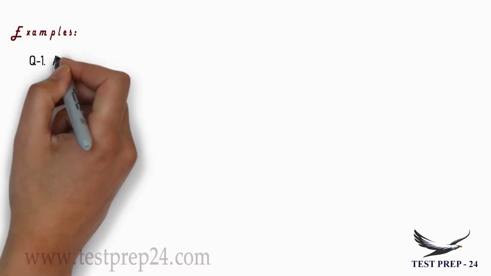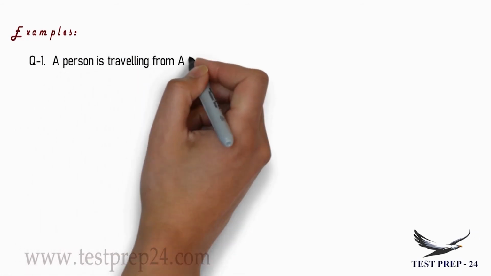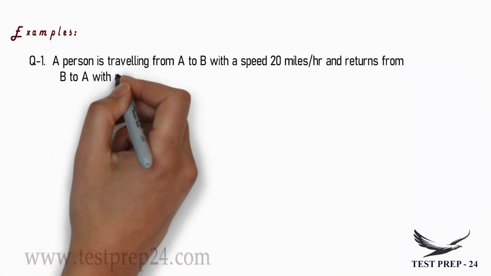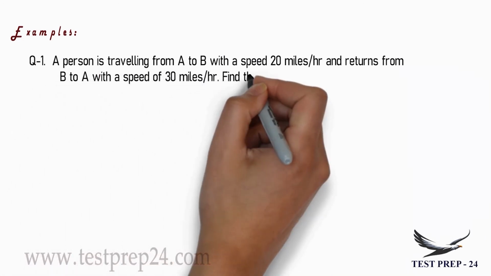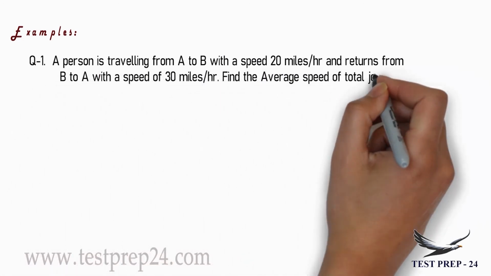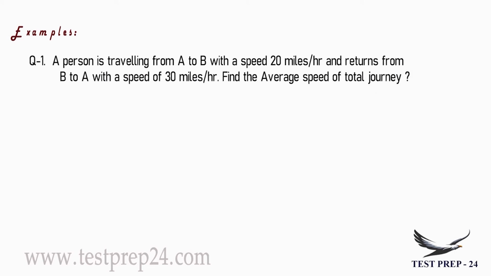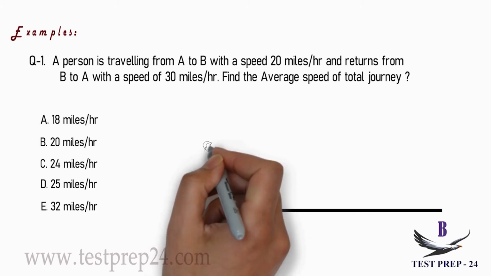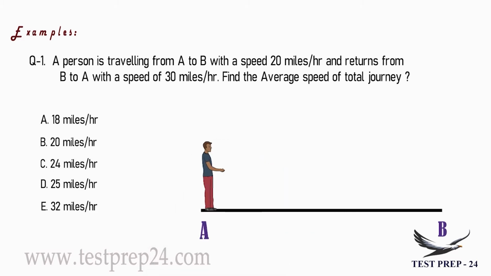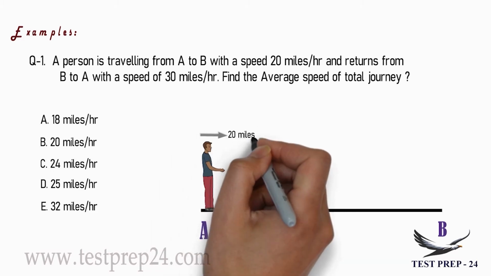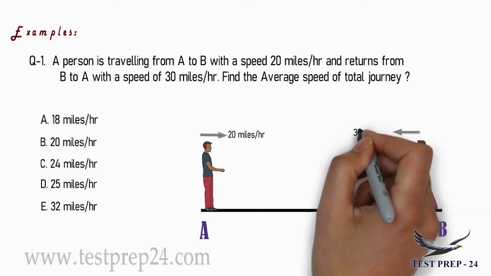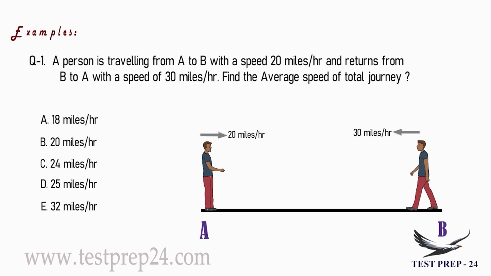A person is traveling from A to B with a speed of 20 miles per hour and returns from B to A with a speed of 30 miles per hour. Find the average speed of total journey. So if you look at this question, the question says that there is a person who is traveling from A to B with a speed of 20 miles per hour and he is returning from B to A with a speed of 30 miles per hour, and now it is asking about the average speed.